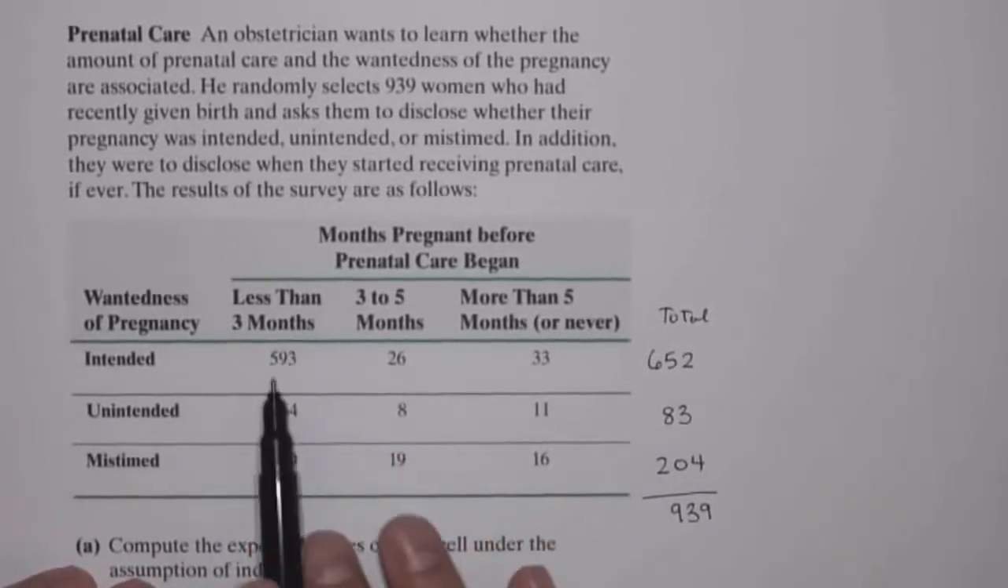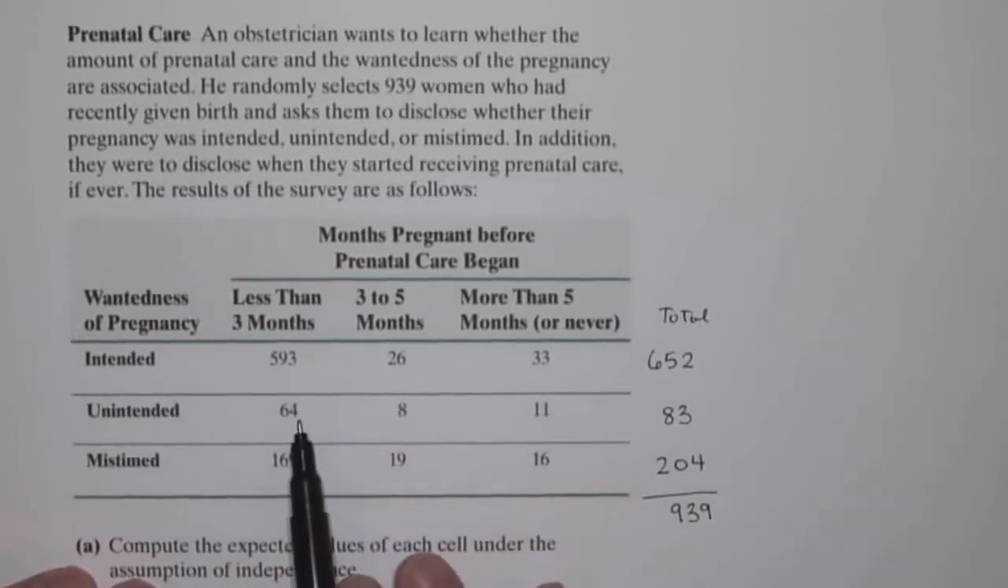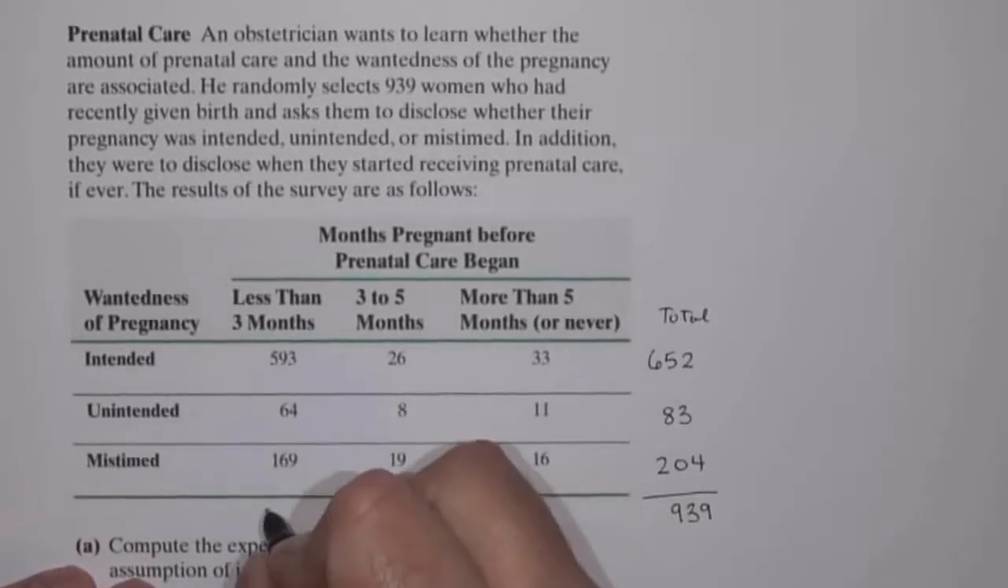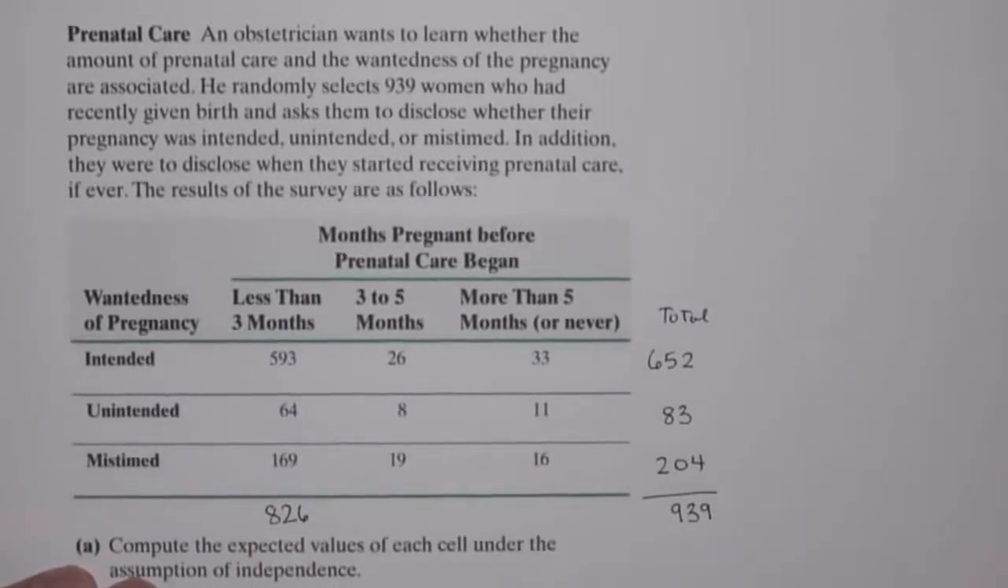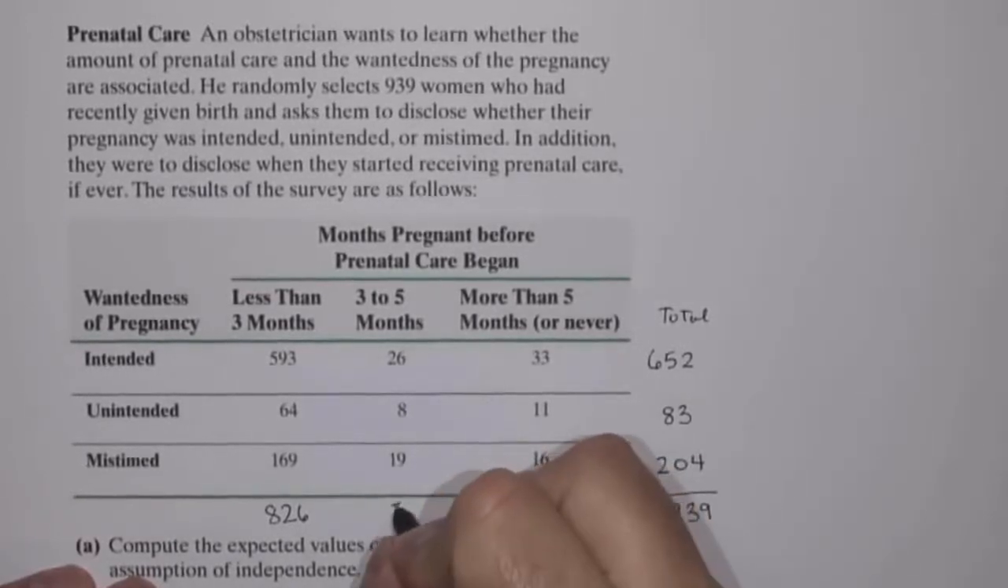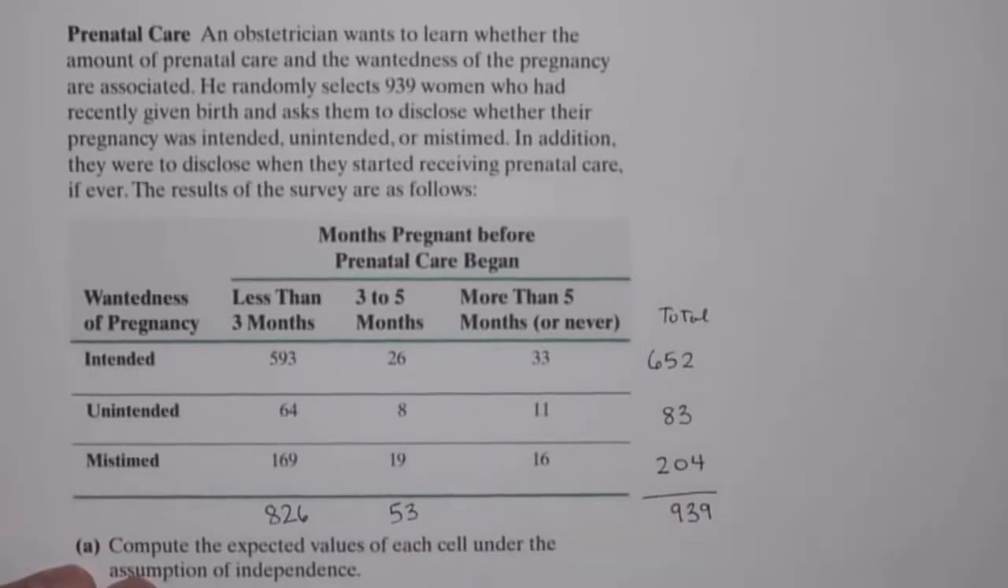In the same way, if I add up this column, 593 plus 64 plus 169, that is 826. So 826 received prenatal care in less than 3 months. If we add up 26, 8, and 19, that is 53. So 53 received prenatal care at 3 to 5 months. If we add up 33, 11, and 16, that is 60.